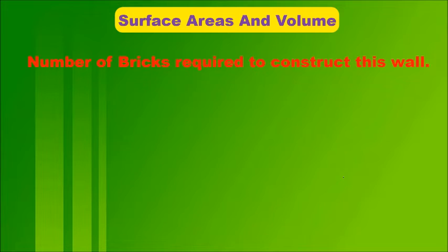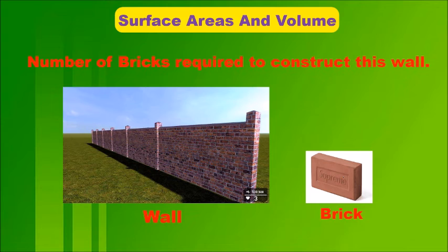Now let us see the problem associated with the walls and the brick. Suppose we are having a wall whose length is 50 meter, while breadth, this is the breadth of the wall, is given 0.5 meter, while the height of the wall is given 2 meters. This is the height of the wall.